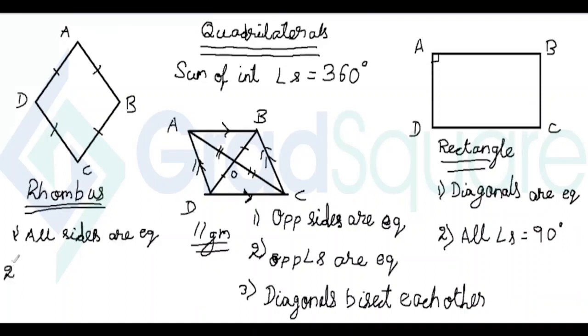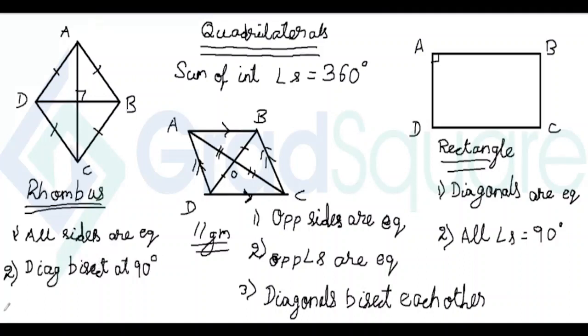Second property that we need to remember about a rhombus is that the diagonals, we all know this, since school we have studied this, they bisect each other at 90 degrees, right? So diagonals bisect at 90 degrees. In general parallelograms, they just bisect each other. But specifically in a rhombus, the angle of bisection is equal to 90 degrees.